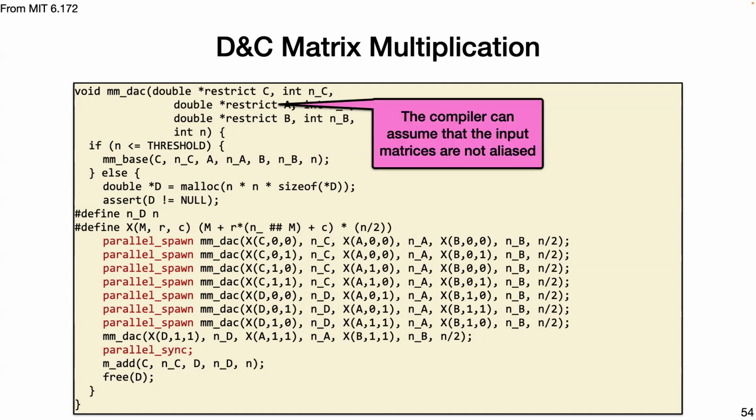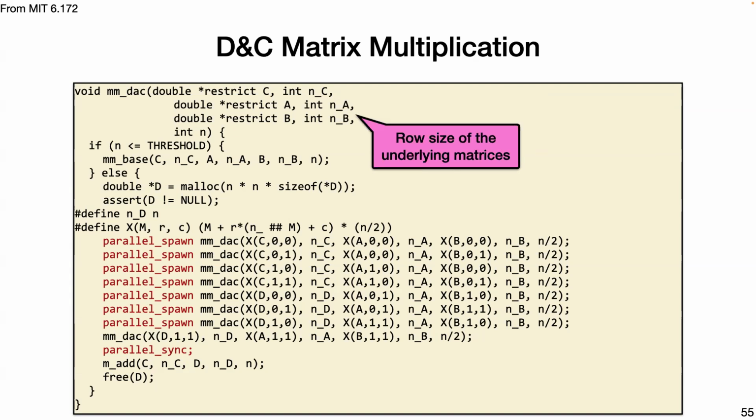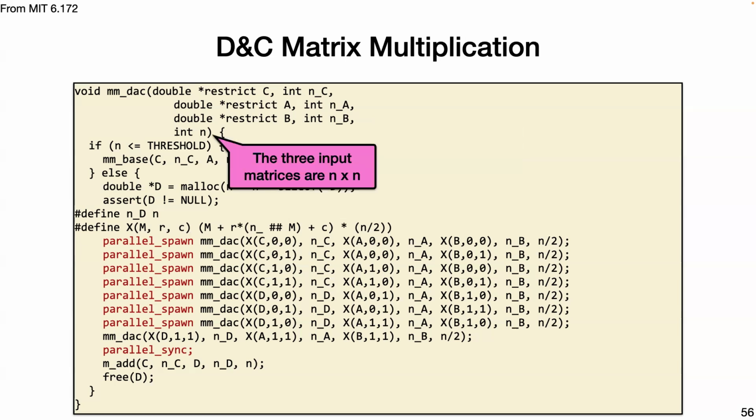So we'll just go through this. This restrict keyword means that the matrices are not aliased, which means that A, B, and C don't point to the same memory location. Like I said, n sub A, n sub B, n sub C are the row size of the matrices A, B, and C. Yeah, the 3 input matrices have size n by n.